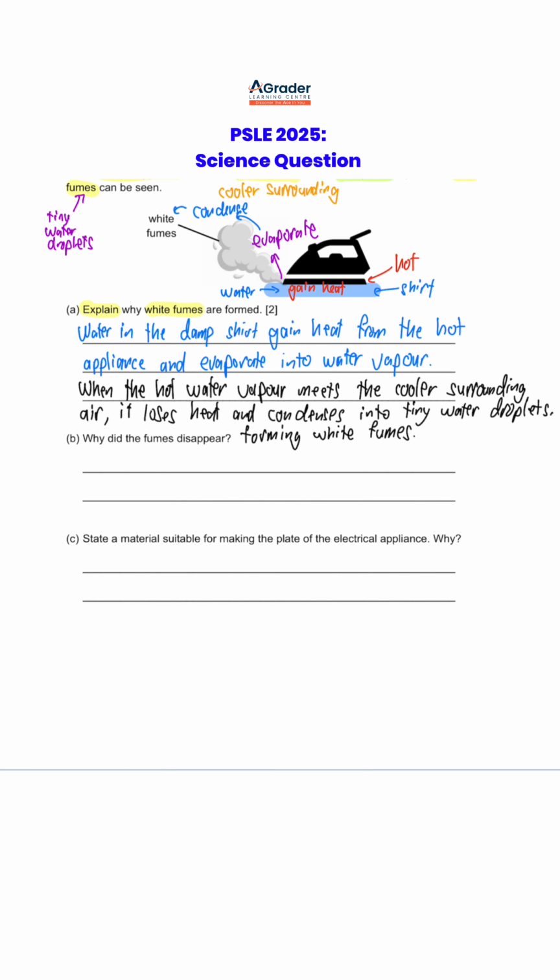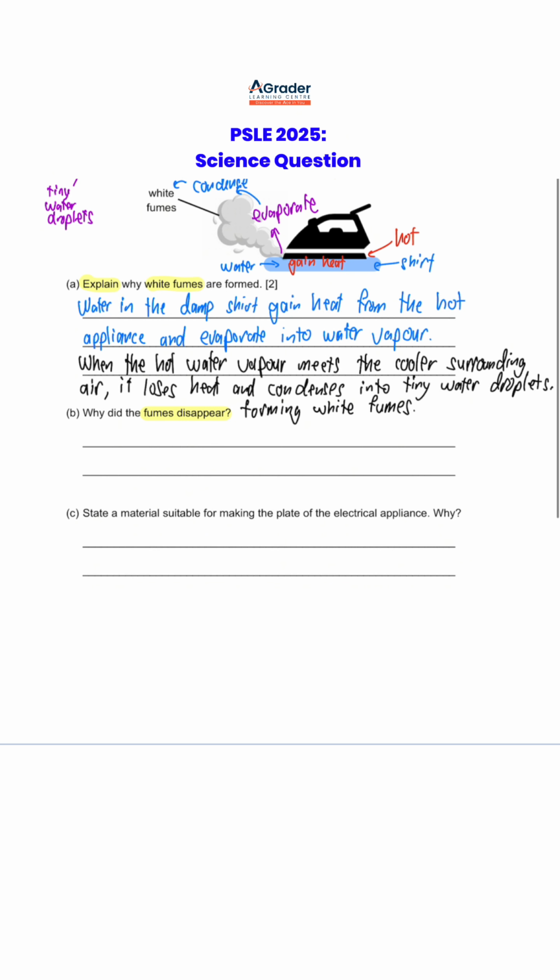And then for part B, they're asking you why the white fumes disappear. The fumes are tiny water droplets, and they disappear because they gain heat from the surroundings and evaporate into water vapor. So for part B, we're going to say the tiny water droplets gain heat from the surroundings and evaporate into water vapor.